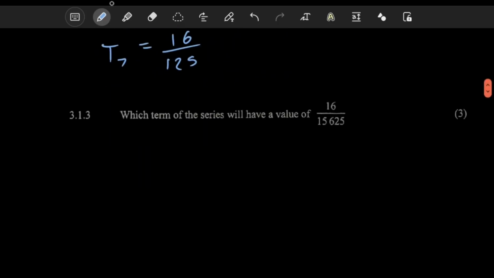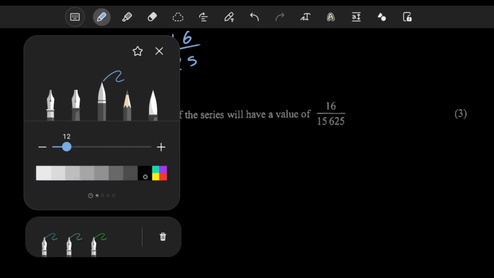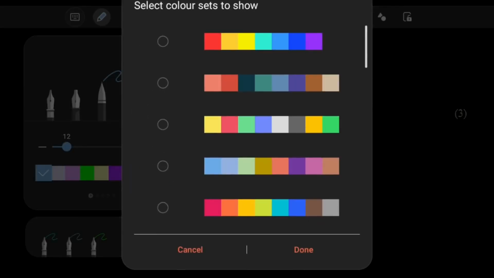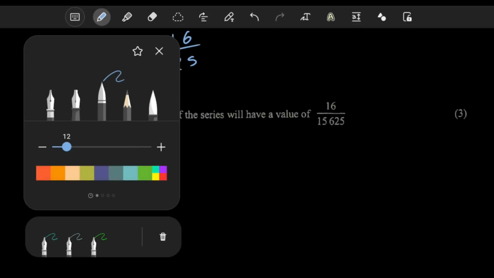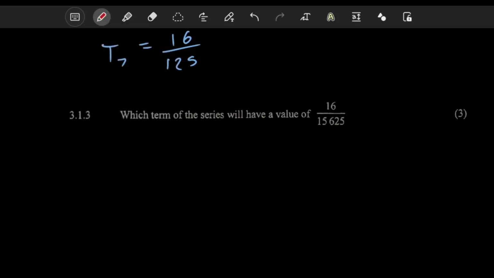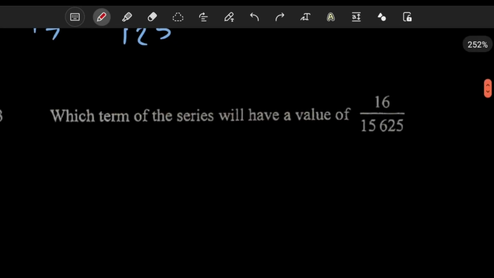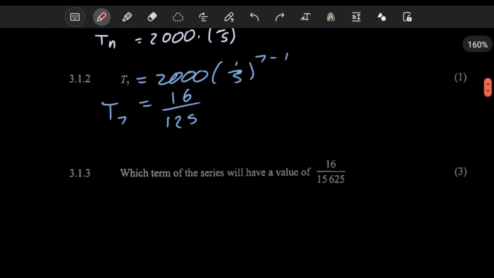For 3 marks here, let's pick a different color. Let's spice things up. Ready with those new colors. Let's see, there's this red I like a lot. Where is that red? There we go. For 3 marks, it says which term in the series will have this value. You see, 3 marks.